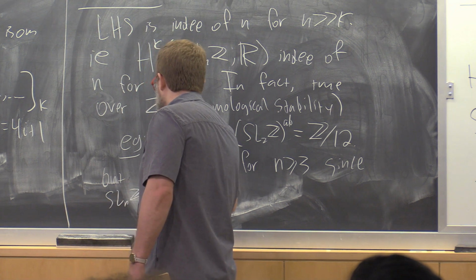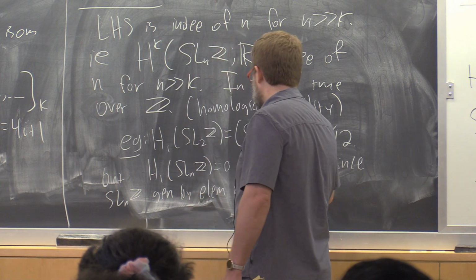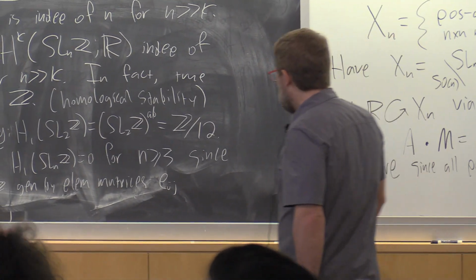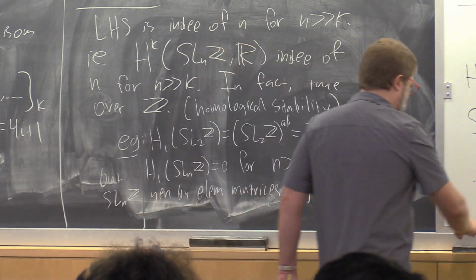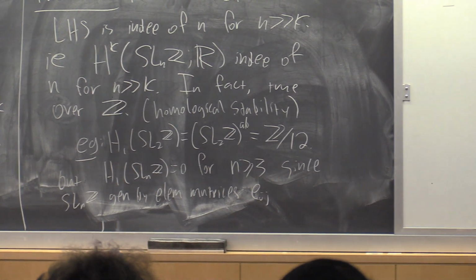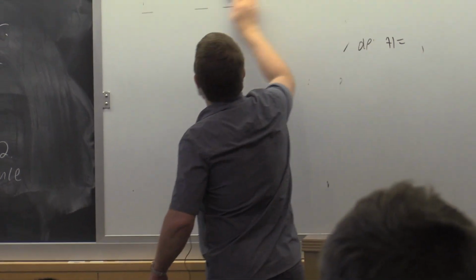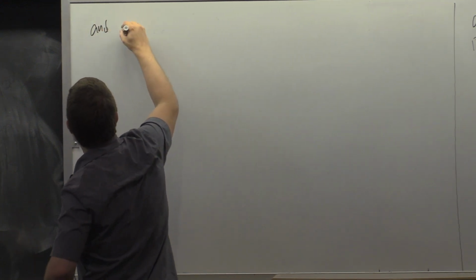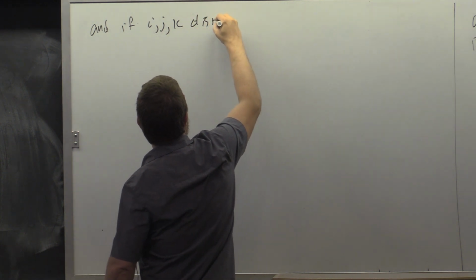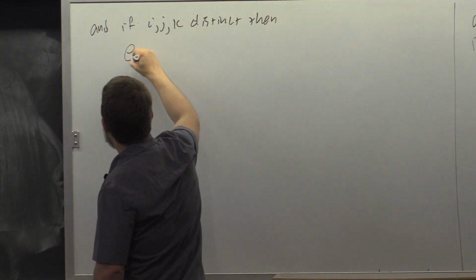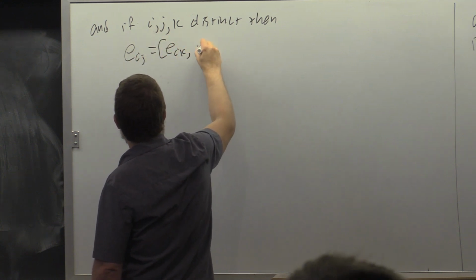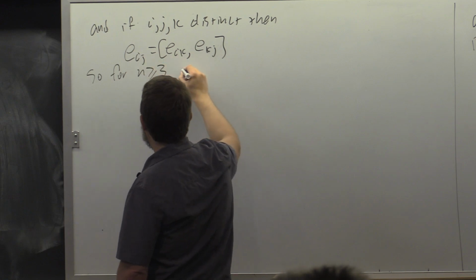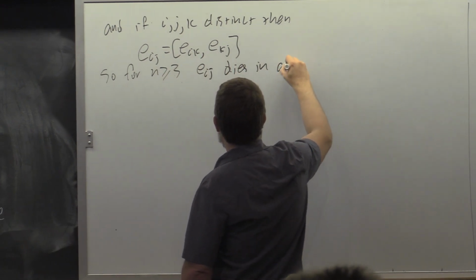SL_n(Z) is generated by elementary matrices. E_ij, that's just the matrix where you take the identity and put a 1 in position (i,j). You can write elementary matrices as commutators. If i, j, and k are distinct, then we have this commutator of E_ik and E_kj. So for n at least 3, they die in the abelianization.